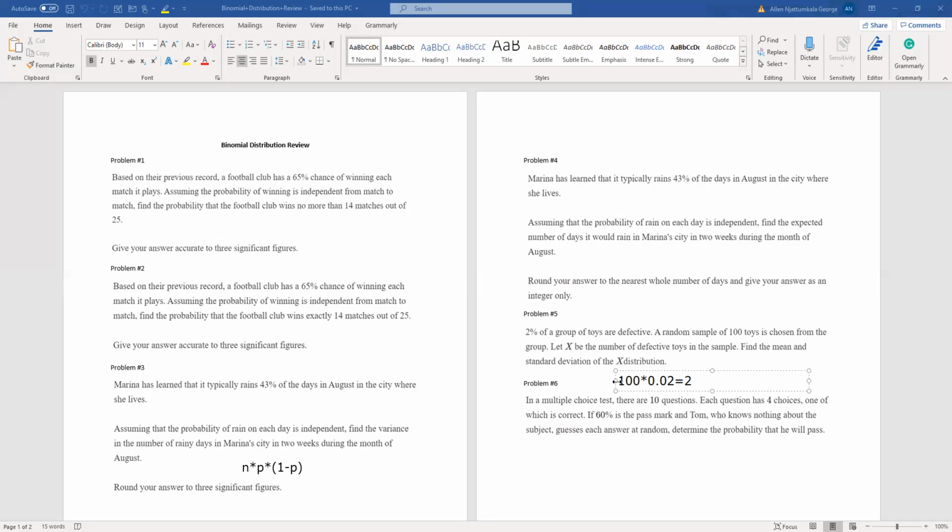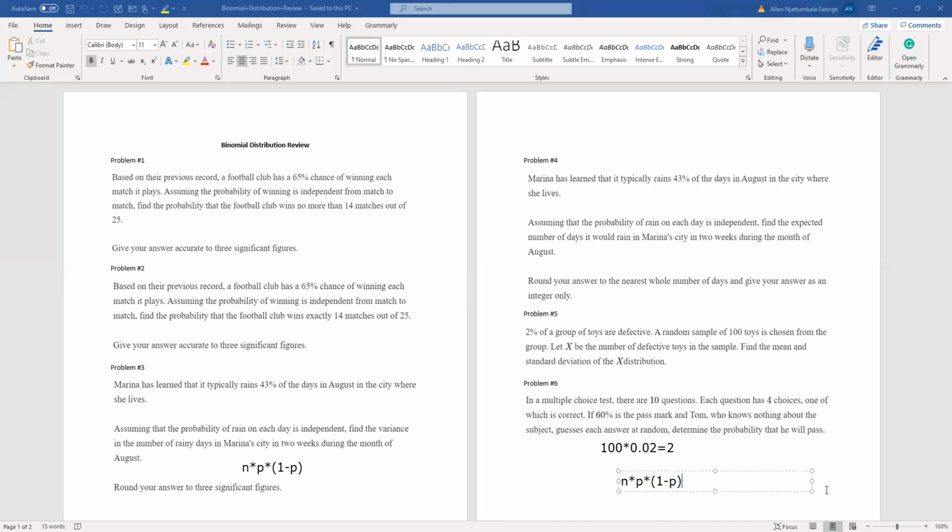So once we have that, we're going to find standard deviation, which basically is just variance. And so it's going to be the same thing we did in problem 3. So I'm just going to move that down here. So basically, you're going to do n times p times 1 minus p. And so n is going to be 100, p is going to be 0.02, basically the same thing.